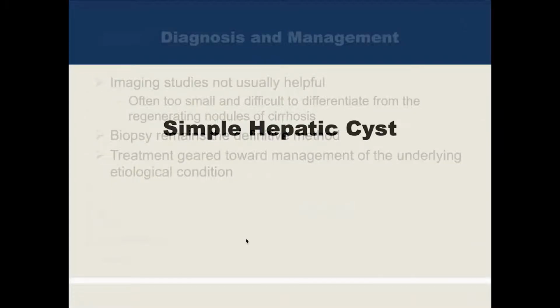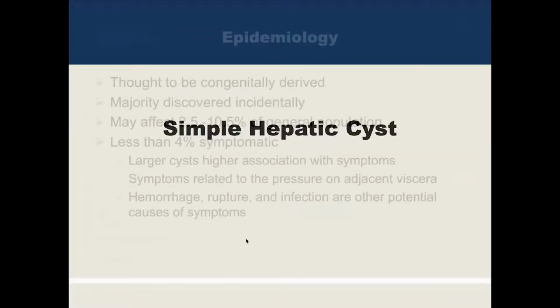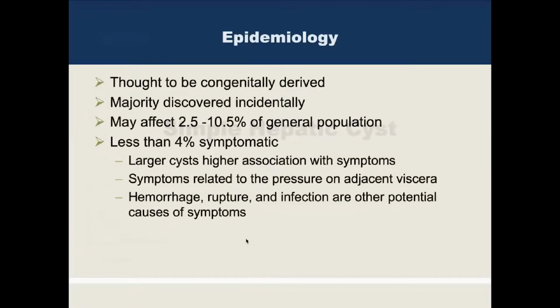Next, we'll talk about simple hepatic cyst. Simple hepatic cysts are thought to be congenitally derived. Majority of these patients have had imaging for other reasons on which these cysts are noted. So it is quite a common condition. It may affect from 2.5 to 10% of the general population.